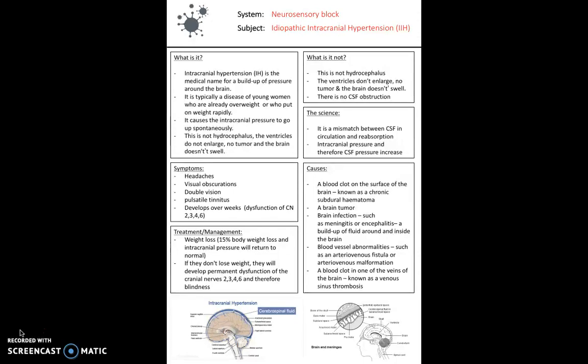And therefore, when we're thinking about treatment and management, obviously we can do all the lumbar punctures and brain scans and everything like that. However, really, the key treatment or management of this condition is weight loss, and you need to lose around 15% of your body weight for your intracranial pressure to return to normal following putting on that weight. Okay. Causes then, it could be a blood clot on the surface of the brain, a subdural hematoma, it could be a brain tumour or a brain infection, but also it could be down to blood vessel abnormalities.